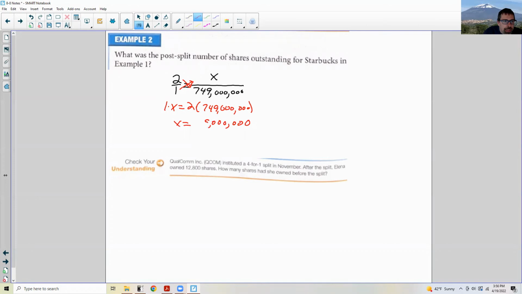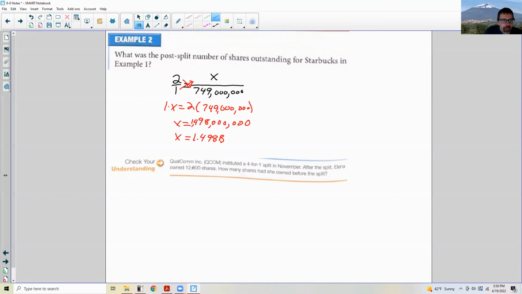When I do that, 2 times 9 is 18, carry the 1, 4 times 2 is 8, plus that carried 1 is 9, and 7 times 2 is 14. So now there are 1.498 billion shares, or 1,498,000,000 shares. So after the split, those 749 million shares doubled.